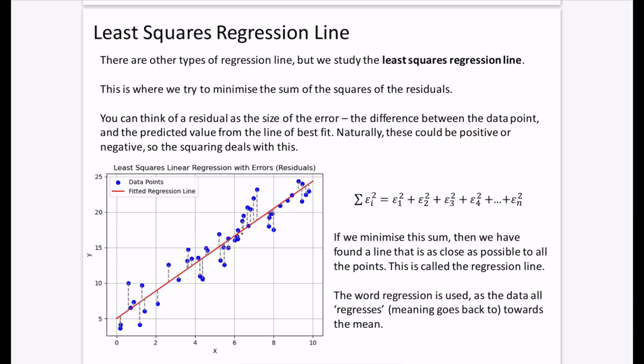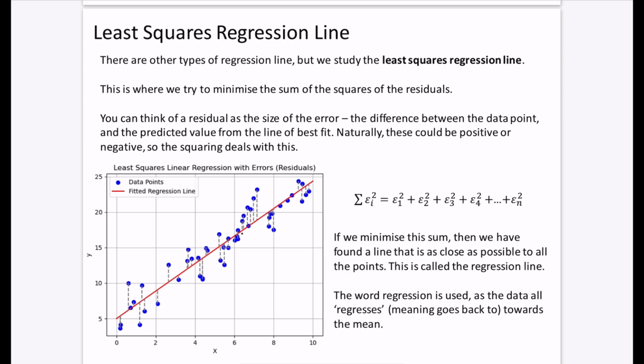Now, naturally, these could be positive or negative, because if they are above the line, we would be doing a data point minus something that is smaller than it, so we would be getting something that's positive. But if they're below the line, we could get a negative residual because we are taking a smaller value and subtracting something that is bigger from it. And so because some of them are positive and some of them are negative, what we're going to do to deal with that issue is we will square them just to make sure that all of these things become positive.